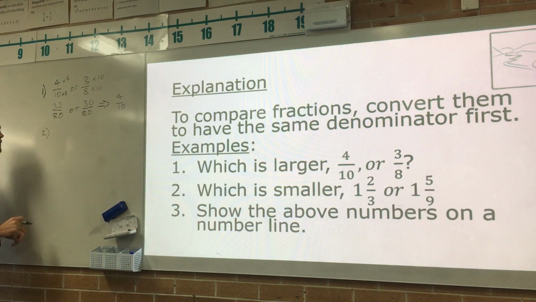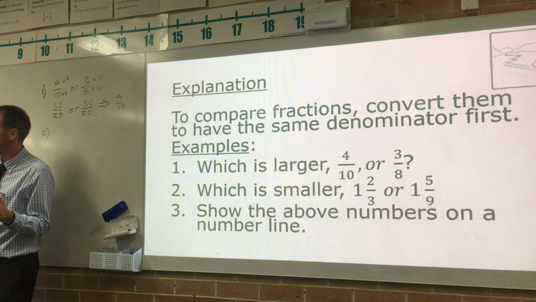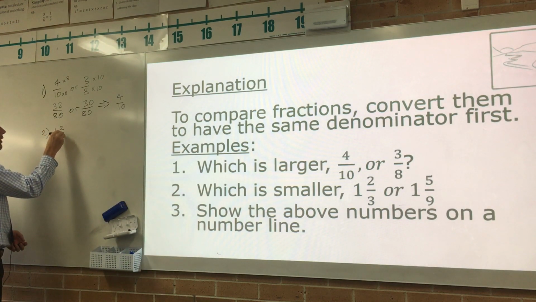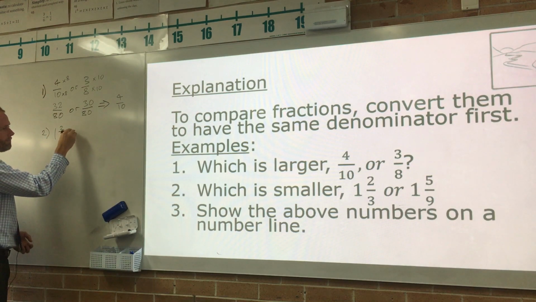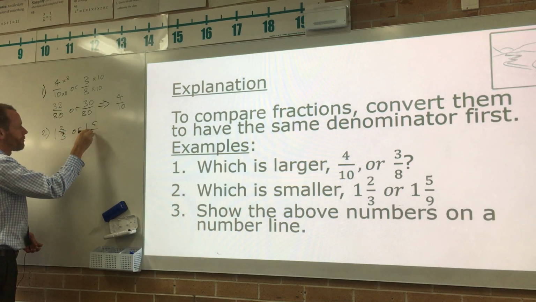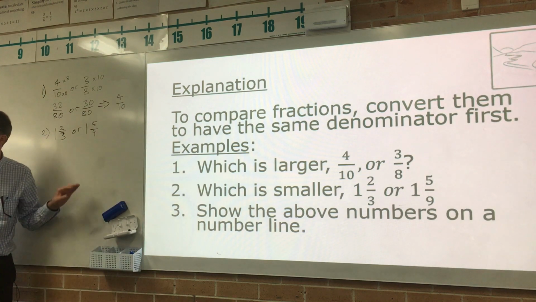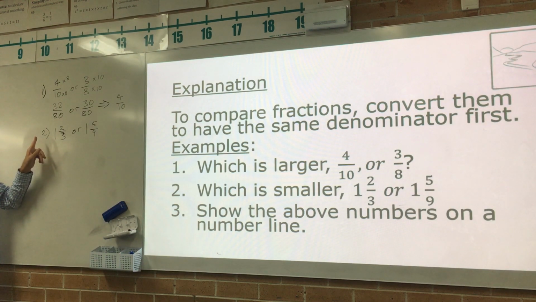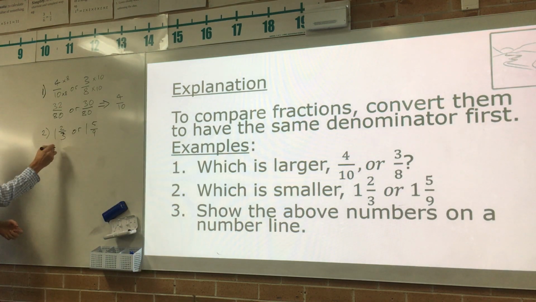It's asking which is smaller. But I've made it a bit more complicated. Notice how this time it's got mixed numerals. So, first, we're going to need to convert them so that they're improper fractions. Who can tell me how do we convert 1 2/3 to be an improper fraction? Do you remember what to do? There's a process. So 3 is your denominator, so it's over 3.